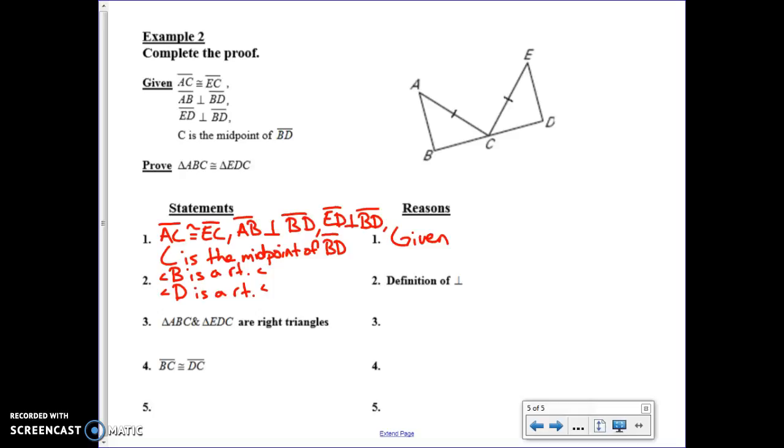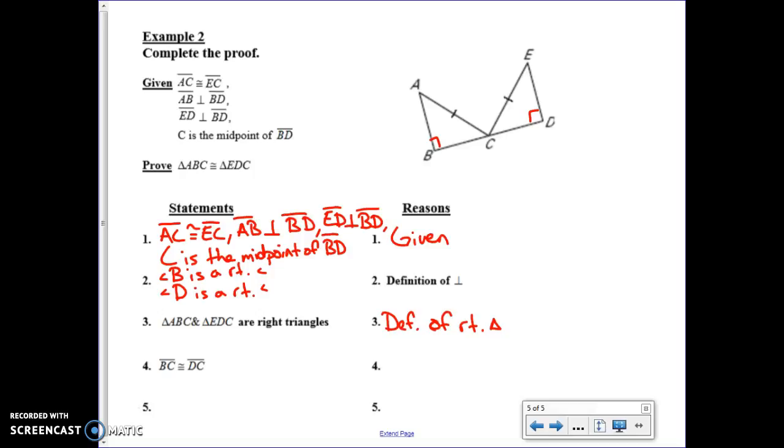Then, if we have right angles there, the next statement says triangle ABC and triangle EDC are right triangles. We know that if we have a right angle in a triangle, then they have to be right triangles. So that's by the definition of a right triangle.